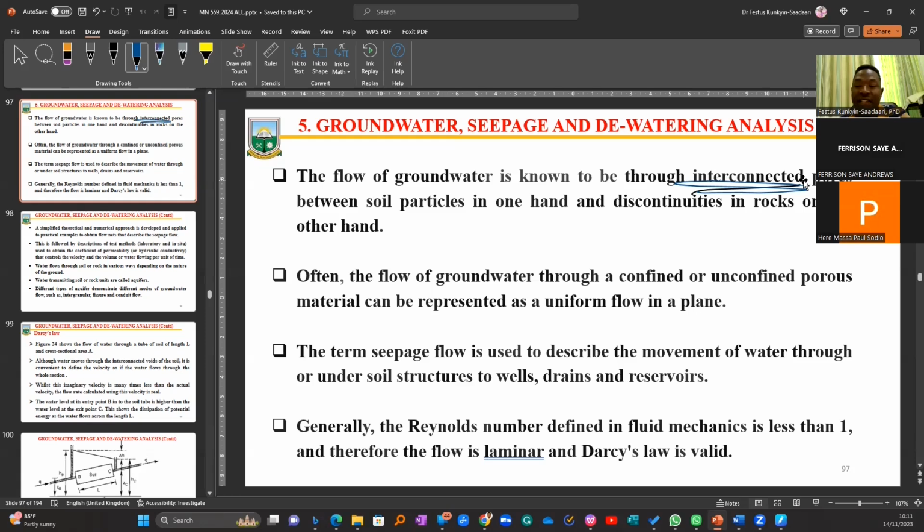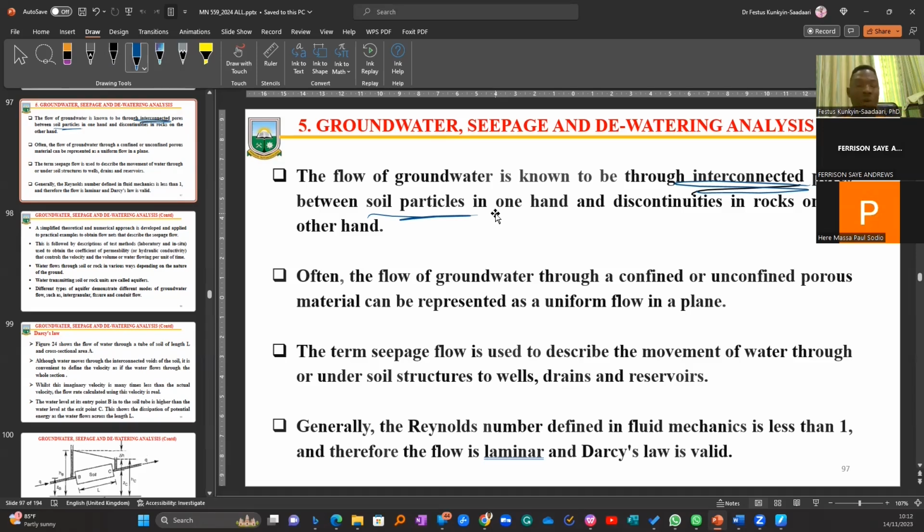Let's get this clear. The key word here is the interconnected pore spaces between the particles on one hand. And when we are talking about rock, if our rock is not all that porous, then sometimes the discontinuities in the rock material can also allow the flow of water.